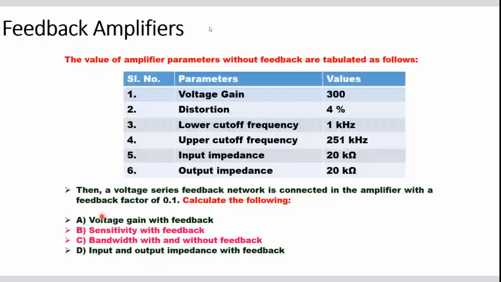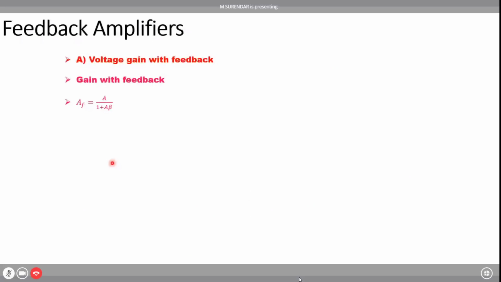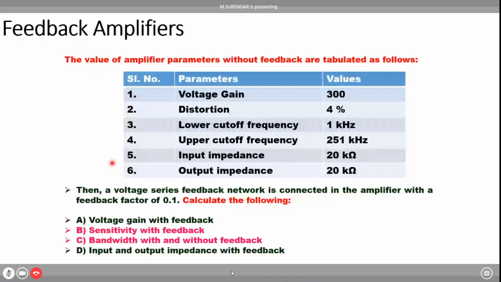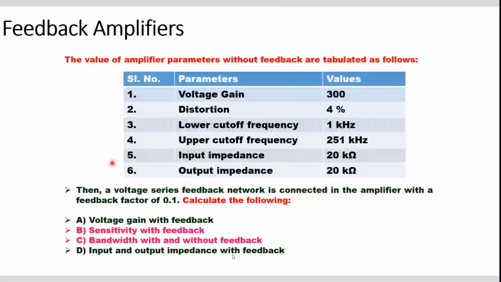Input and output impedance with the feedback. With feedback, how will these parameters be? That is the actual aim of this example. Now we will discuss the answer one by one. First, the voltage gain. AF is equal to A divided by 1 plus A beta. You just take down these values and check whether we are doing the right thing, because I might have made some mistake. If there is a mistake, just let me know.